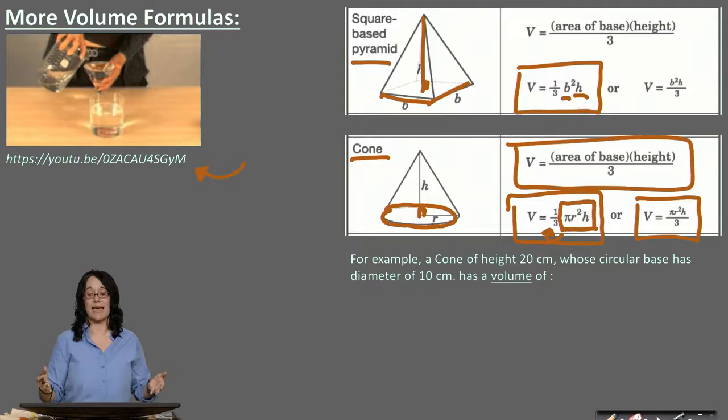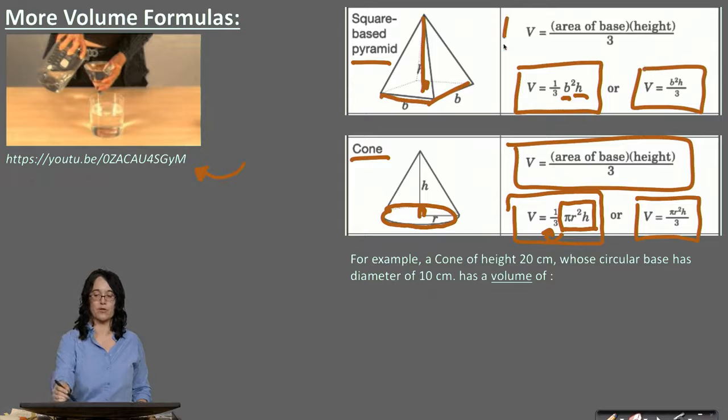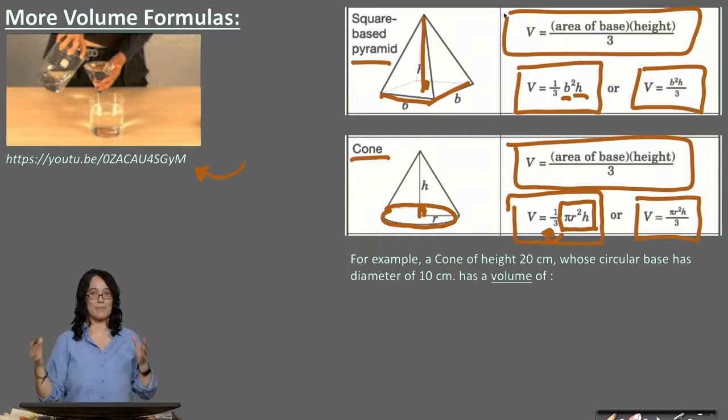Or if it was a rectangular pyramid, it would be 1/3 of LWH. You could also write that as b squared h over 3, or just remember it as area of the base times the height divided by 3. Well, let's see if we can use these formulas in our example below.